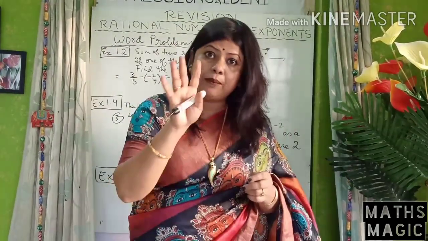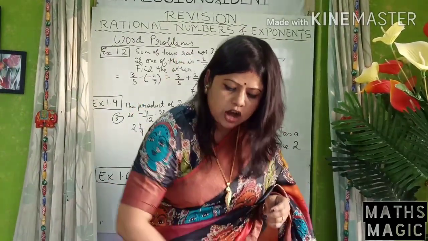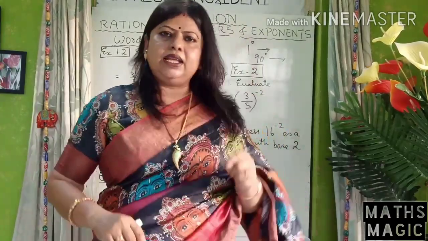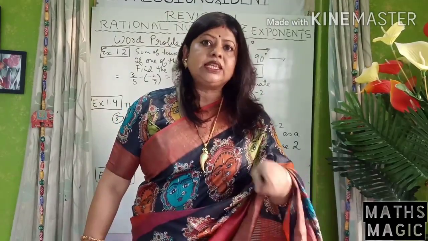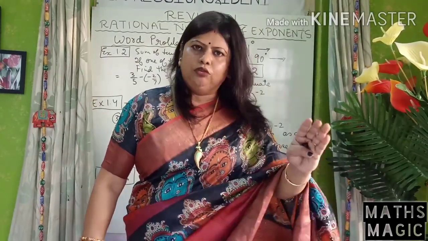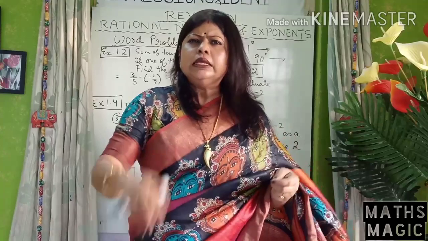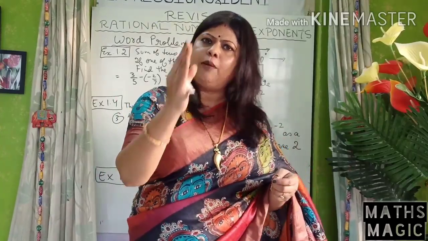Next you come to question number 5. You have to find the area of a square. Very simple. One of the sides is given. So area will be side into side. So with this, rational numbers are over with word problems. Now simply I do one or two questions from exponents.